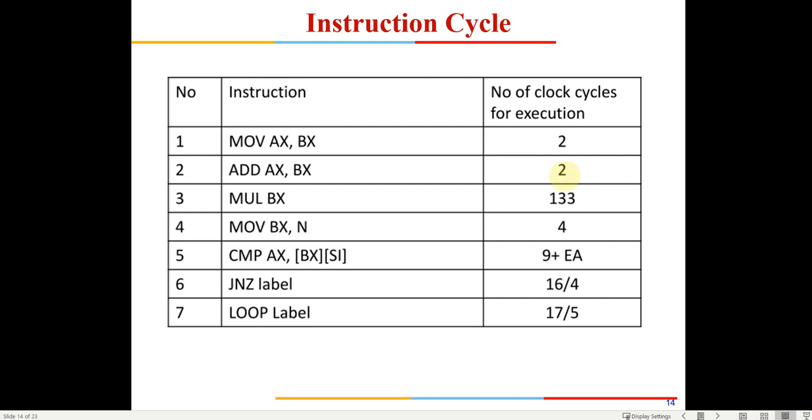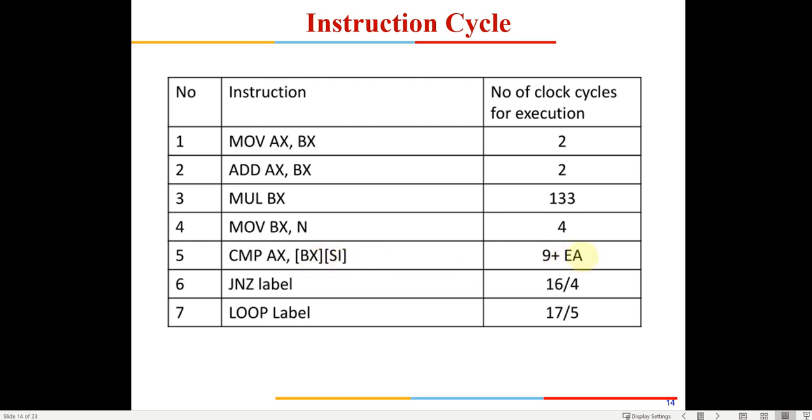We saw for the read write operations and all, it took 4 clock cycles, but for move operations and add operations, only 2 clocks are required, because during the opcode fetch, these registers are kept ready. Now we just have to do these operations, so only 2 clock cycles are required here. Multiplication is a complex thing, so you require a large number of clock cycles. Move with some immediate data requires 4. Compare AX requires 9 plus some more cycles to get the data from the effective address.